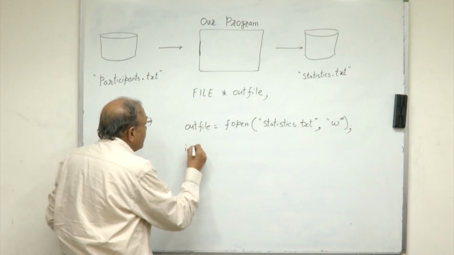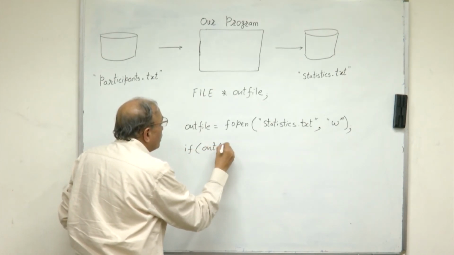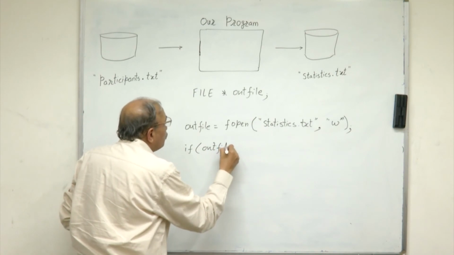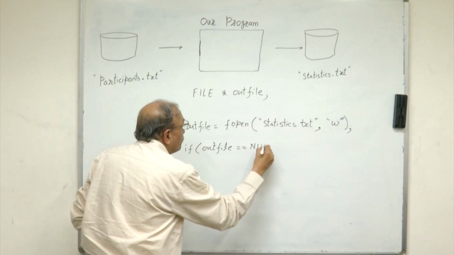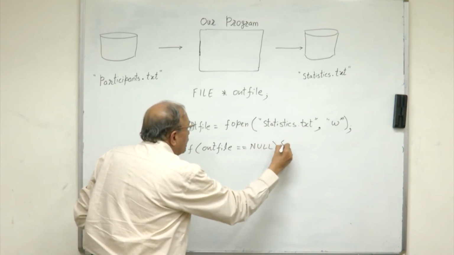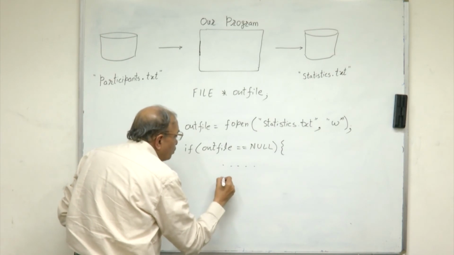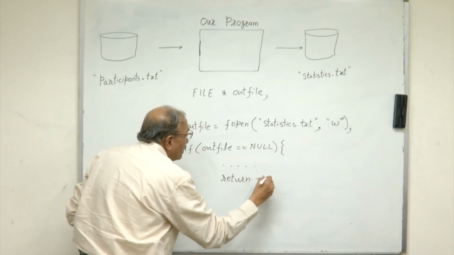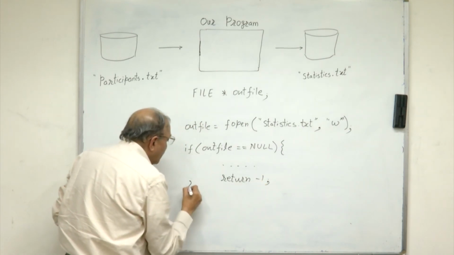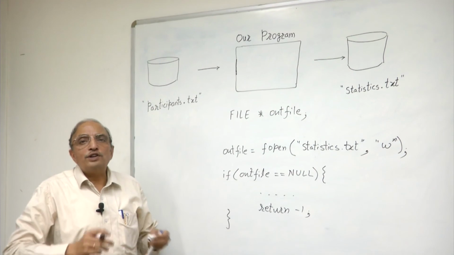So, once again you can have statements like if out file is equal to null, and then you can create an output message and you can say return -1, for example, to indicate that the operation of opening an out file has not succeeded.